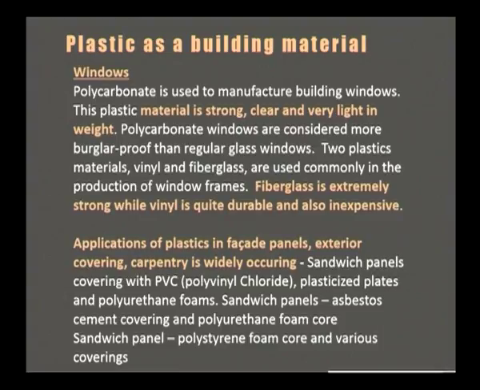Plastics are widely used in facade panels, exterior covering and carpentry. So, as an expression of architecture and architectural use, plastic finds a direct application. Sandwich panels, plasticized plates and polyurethane foams are some of the ways in which it can be used. Sandwich panels, asbestos cement covering and polyurethane foam core are some of the various ways in which it can be used in cladding. It can be used in exterior coverings as well as various carpentry assisting situations.